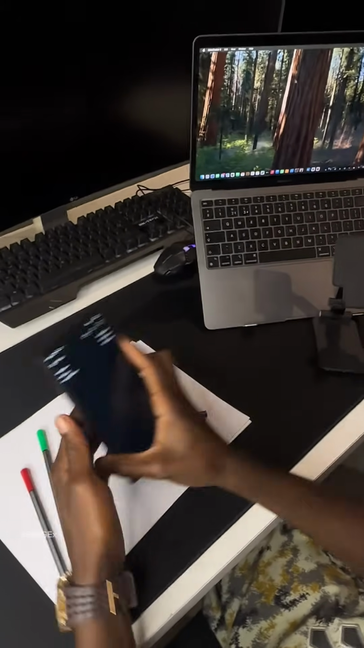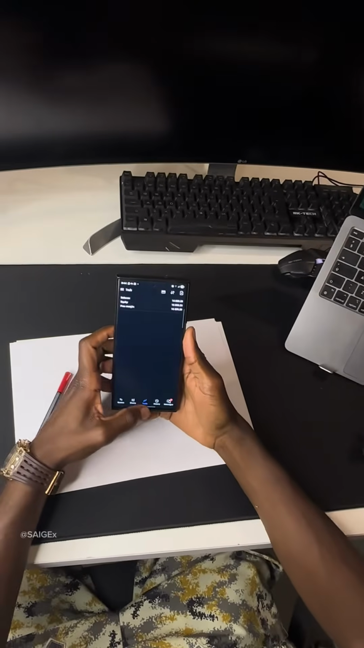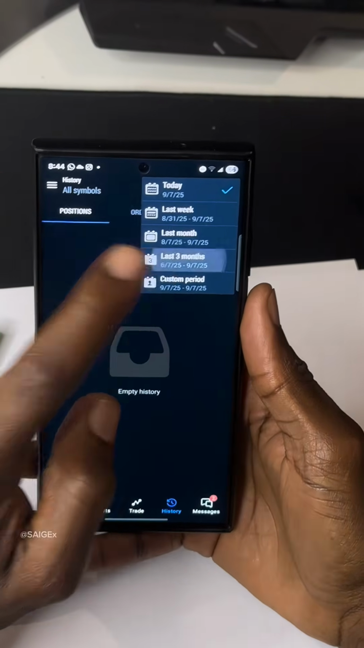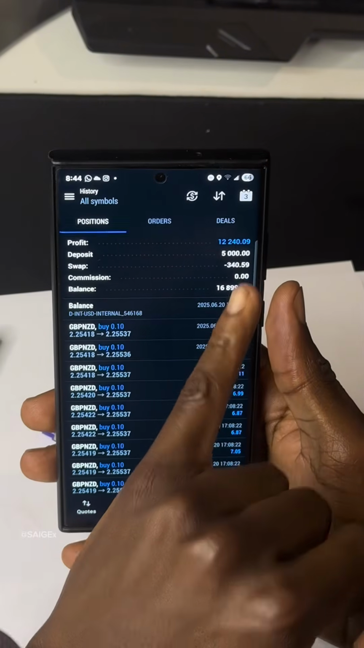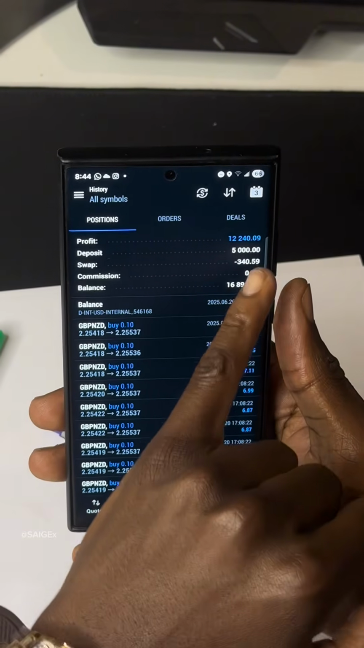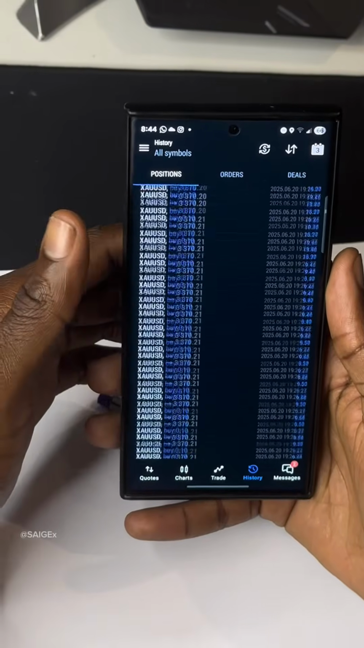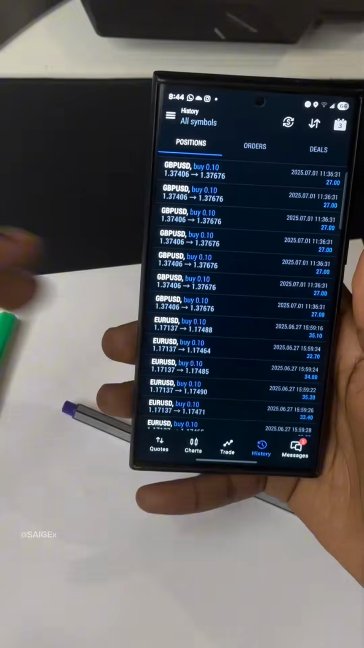Let me show you. This is my account here, and this is a real account, of course. Let's go to history, and then let's go to the last 3 months so that you can see the trades which I make. You can see the profit is 12,000, and the deposit was what? I've been taking these trades, scalping using this strategy which I'm going to teach you.